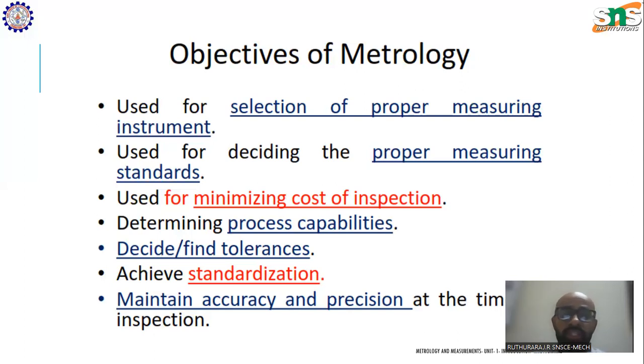So there are two different terms here, accuracy and precision. There is a dedicated topic for accuracy and precision in your syllabus, so we'll discuss that in detail. So accuracy is the closest value to the actual value. Precision is nothing but obtaining the same value again and again. So that is the difference between accuracy and precision. So these are the different objectives why we are going for the establishment of metrology and measurement.